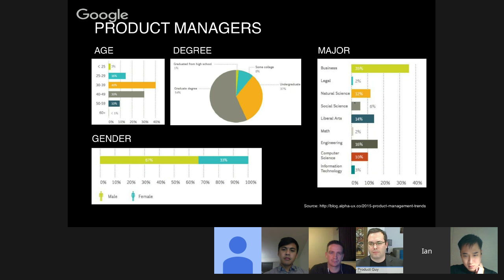Computer science, I'm surprised to see 10%. If you read job descriptions, particularly on the West Coast, for me, when I'm looking at product management opportunities, computer science is a requirement for jobs at Google and other places like that. Not surprised to see business as a major, and this gender breakdown resonates with what I've seen in my experience.